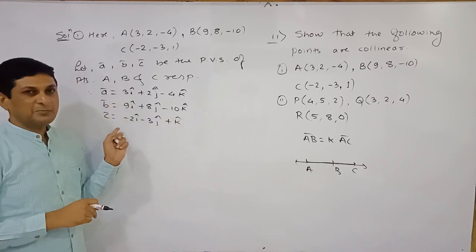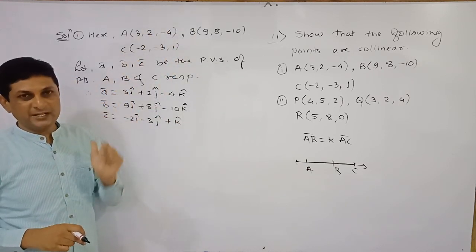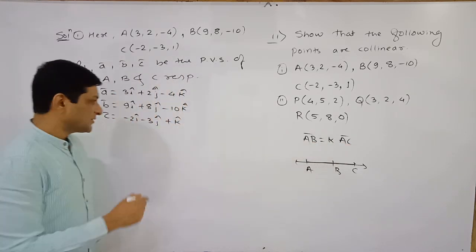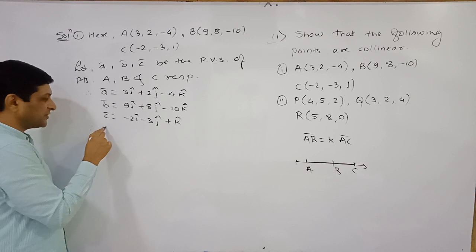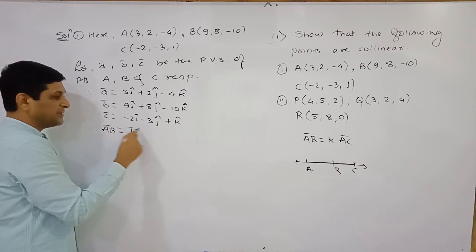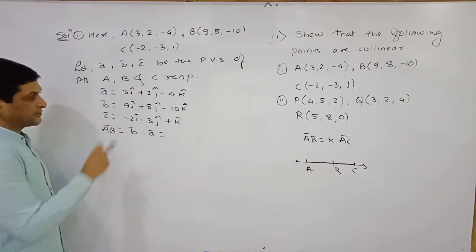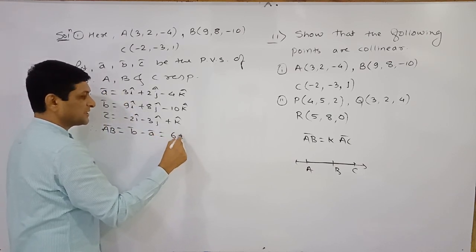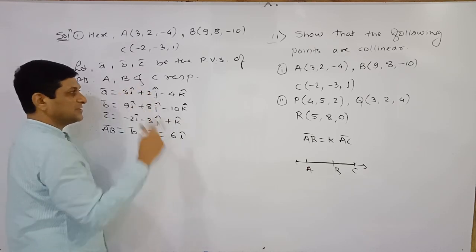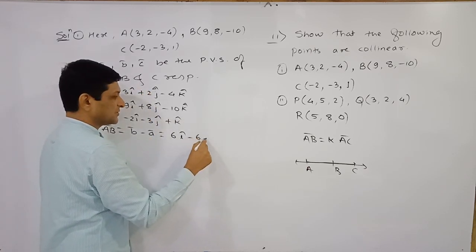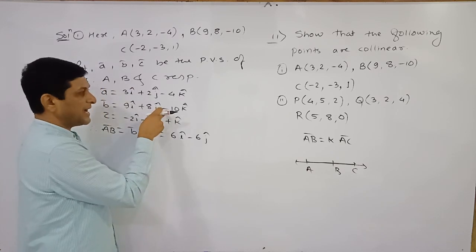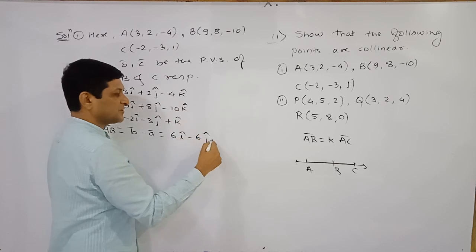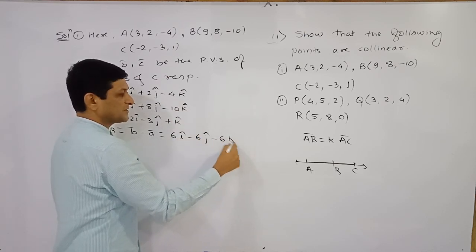Once the values of A bar, B bar, C bar are known from the coordinates of the points, we find AB bar and AC bar. AB bar is equal to B bar minus A bar. So 9I minus 3I equals 6I cap, then 8J minus 2J equals 6J cap, and minus 10 minus means plus 4, so minus 10 plus 4 equals minus 6K cap.